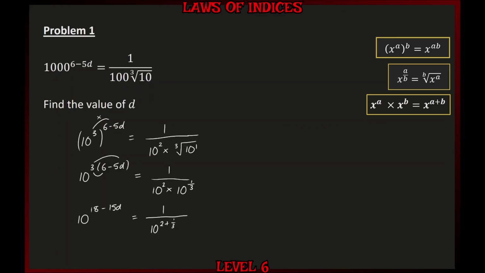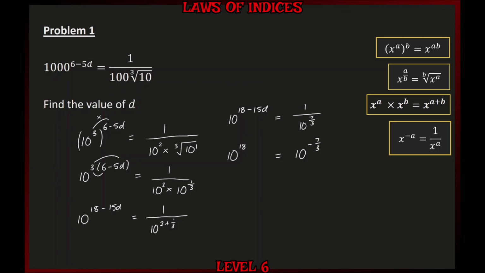Simplifying the denominator by adding together 2 and a third means our equation becomes 10 to the power of 18 minus 15d is equal to 1 over 10 to the power of 7 over 3, or 7 thirds. Now looking at the right hand side, we can rewrite this fraction using this law, and this means that 1 over 10 to the power of 7 thirds becomes 10 to the power of minus 7 thirds, and that's still equal to 10 to the power of 18 minus 15d.